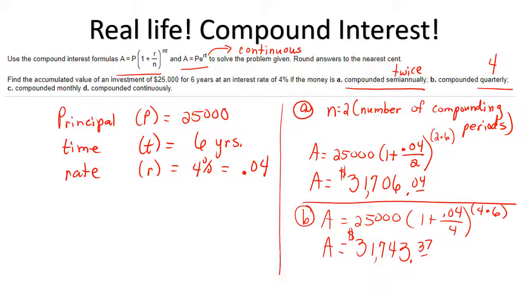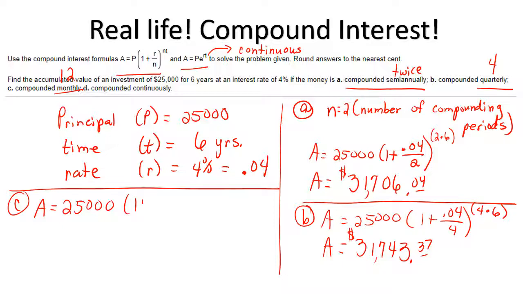Now, part C. Part C says to work this compounded monthly. Well, there are 12 months in a year. So when using this formula, again, the only thing that changes in the formula is the number of compounding periods, which would now be 12. And that would be 12 times 6 years is my exponent. Go ahead and pause the video once again to see what you get.